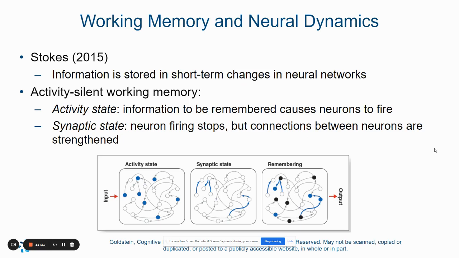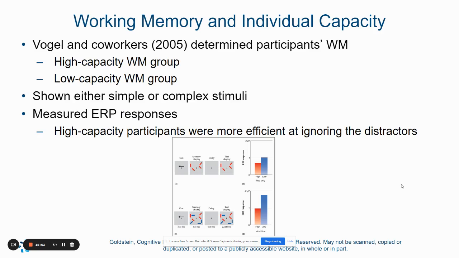Stokes in 2015 said that information that is stored in the short term can change how the brain is made up, based on neural networks. An activity state is when something to be remembered causes neurons to fire, and the synaptic state occurs when the neuron stops firing, but the connections between the neurons are strengthened. And you can see kind of what that looks like from the picture below.